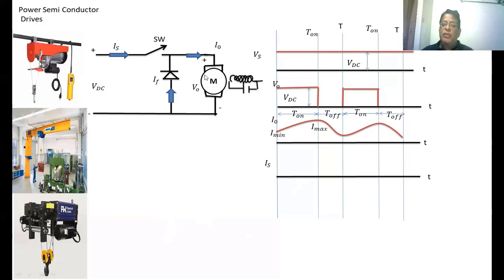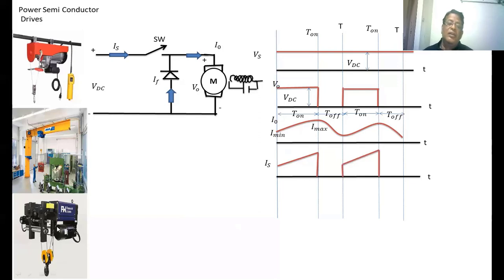The source is supplying current to the load only when the switch is on. So, when the switch is on, the source current equals the load current. In this interval the switch is on, so we take this current as the source current, the same waveform. When the switch is off, the source current comes to zero. From this point to this point, the source current is zero. Again at this point, the switch is on, and the source current equals the load current. You take the same waveform.